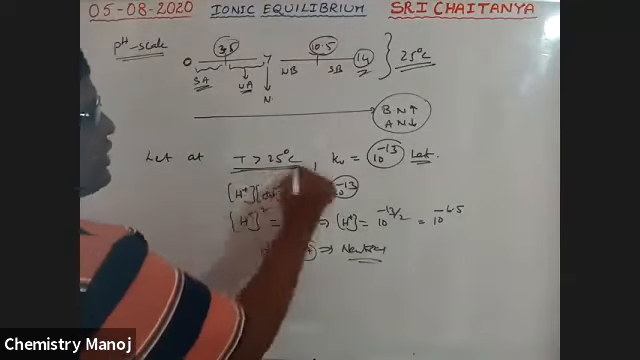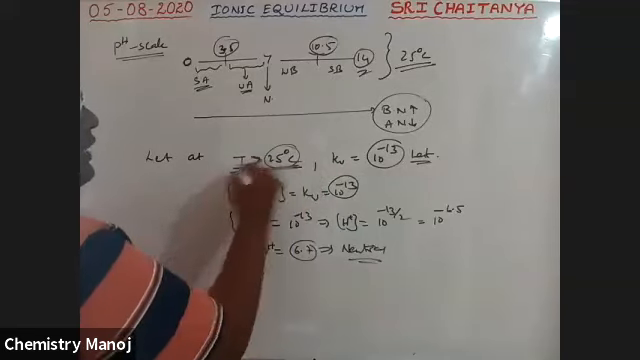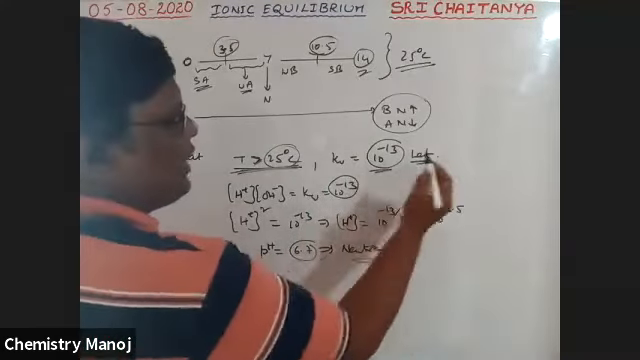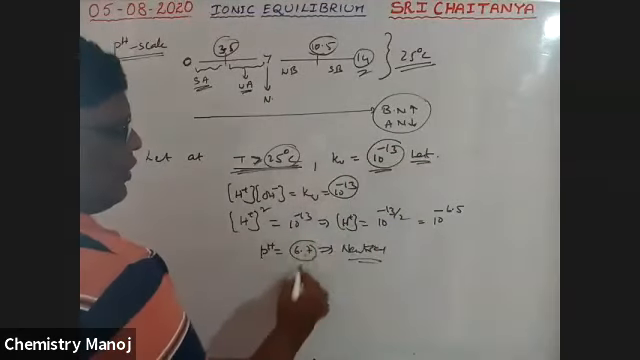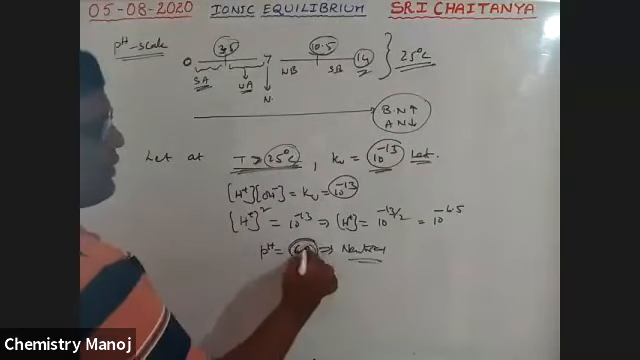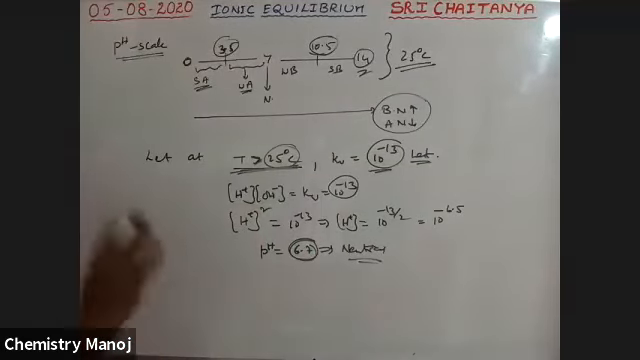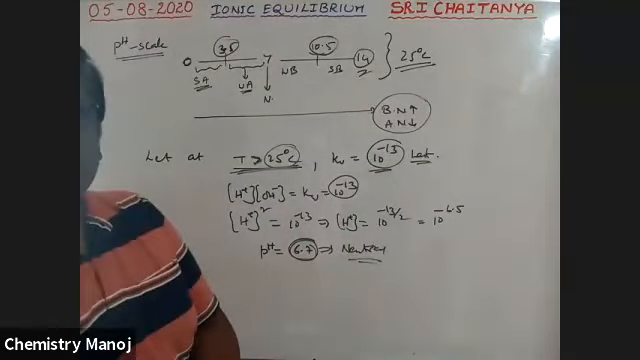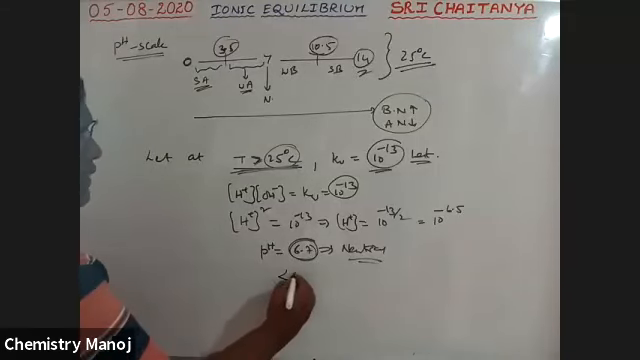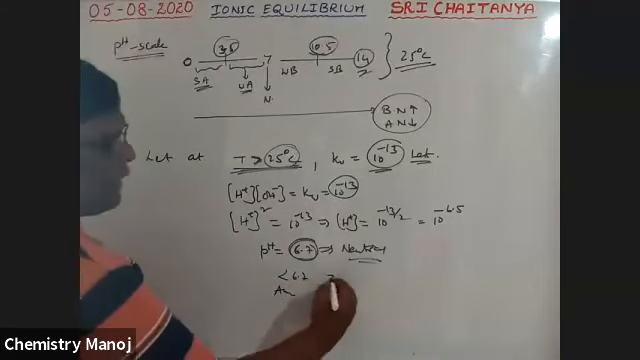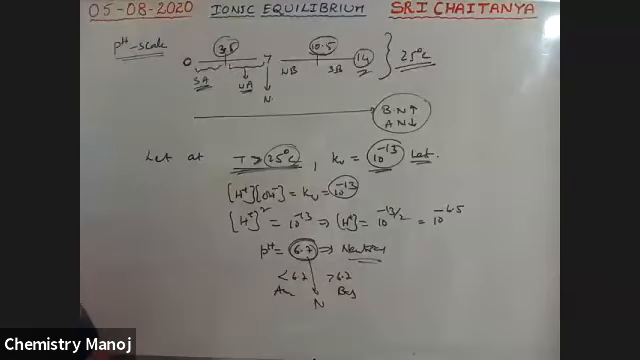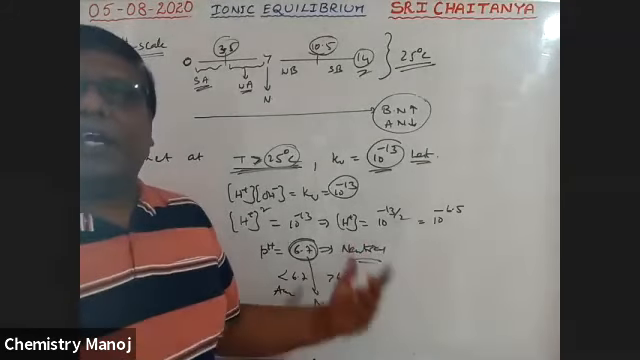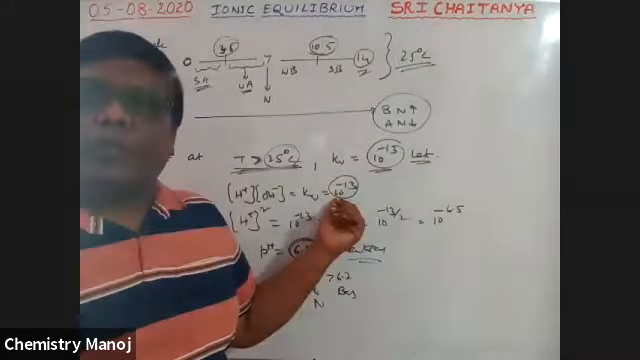So at this condition, at a temperature greater than 25 degrees, instead of 10 power minus 14 the Kw value is 10 power minus 13, and the neutral case is 6.7 and not 7. It depends on the Kw value. So less than 6.7 is acidic, greater than 6.7 is basic, and at 6.7 it is neutral, if Kw is equal to 10 power minus 13.